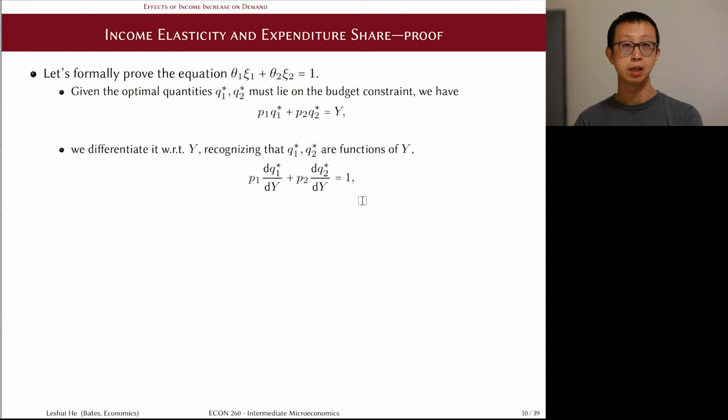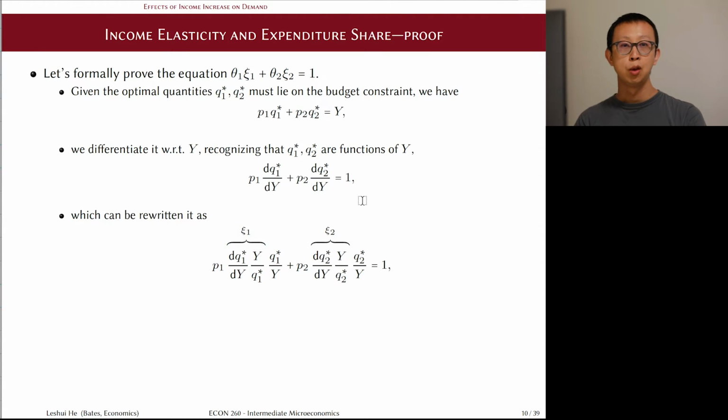This step is the key to the entire proof. What's left over is just one trick to drive us home. What we want to do here is to rewrite these two derivatives into the form of elasticities. Remember that income elasticity of demand is the product of the derivative of quantity with respect to income, which we already have, multiplied by the ratio of income to Q, which we don't have in this equation we just derived. So we will need the ratio here.